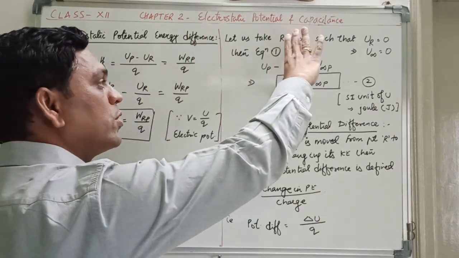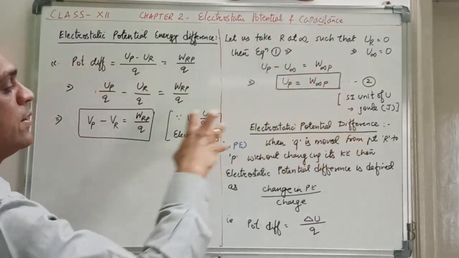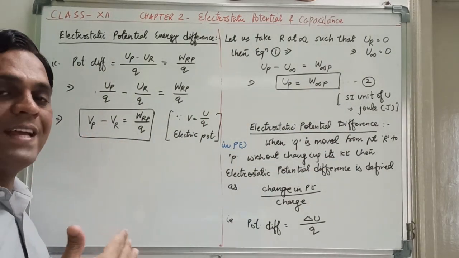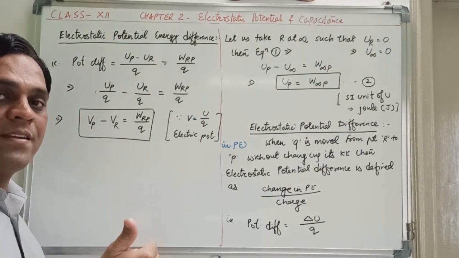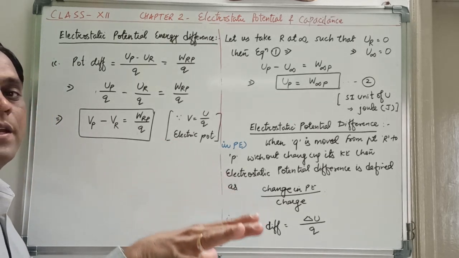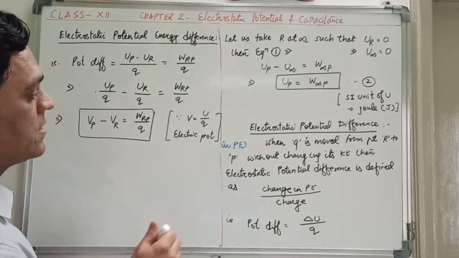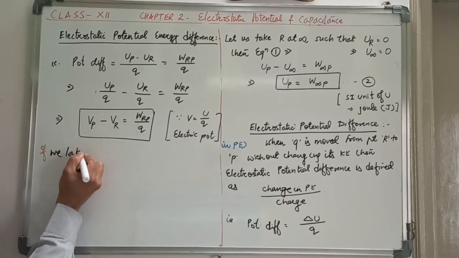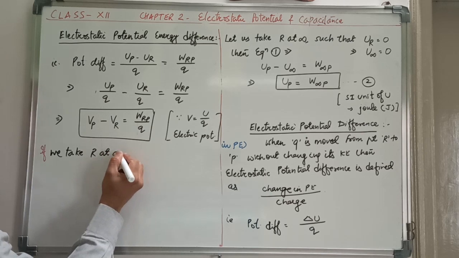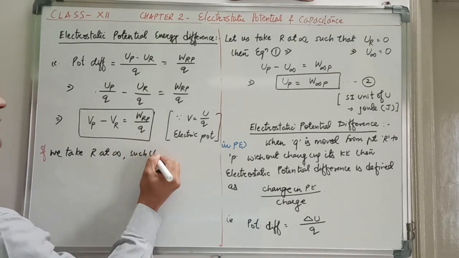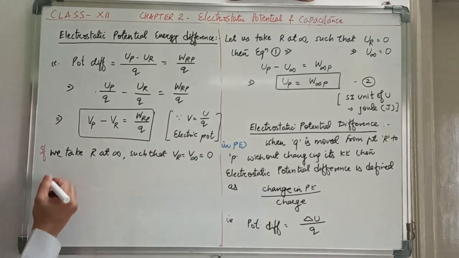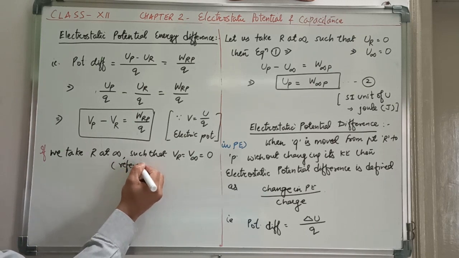Then again in the same manner, first we defined electrostatic potential energy difference, then we defined absolute potential energy at a given point. Similarly, to define electric potential at a given point, one point has to be taken as the reference point, chosen in such a manner that the potential at that point becomes zero. So by that procedure, if we take R at infinity such that VR is equal to V infinity is equal to 0, obviously we call this the reference point here.